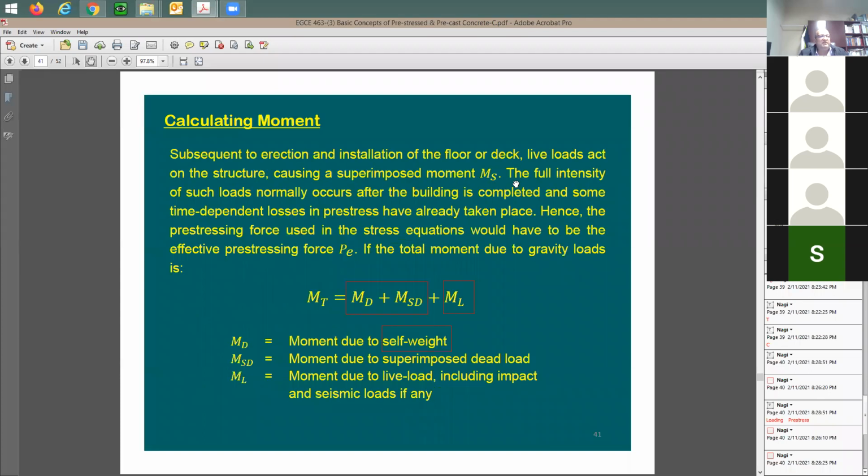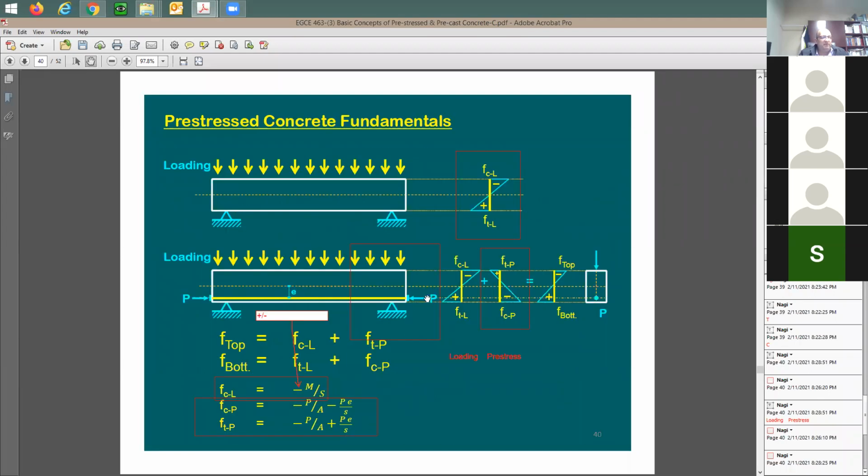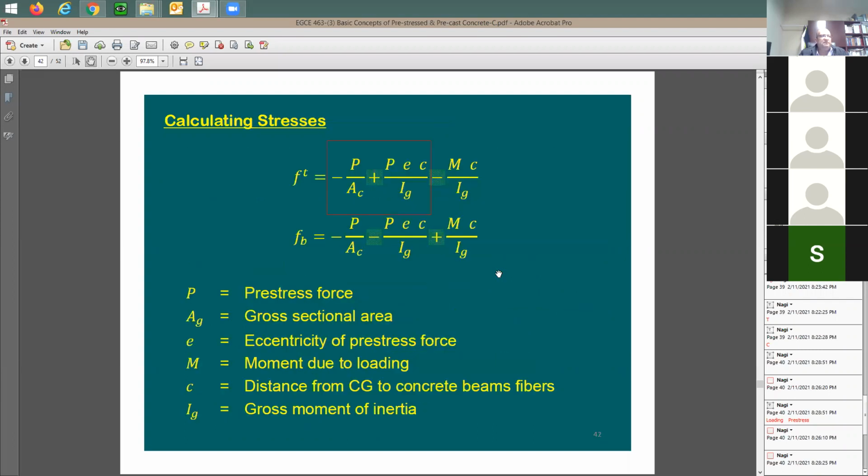P times E, what is E? Okay, let me go back here. This P times E is going to give you the moment due to the pre-stress. So this is going to be the moment due to the pre-stress, which means these two components are multiplied by each other. Divide by the moment of inertia, multiply by C. Which C is this one? It's going to be C, the distance from the centroid to the top of the section. So it should be like C top. I'm going to be coming to this very soon.